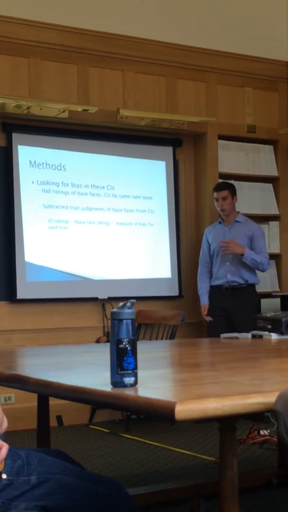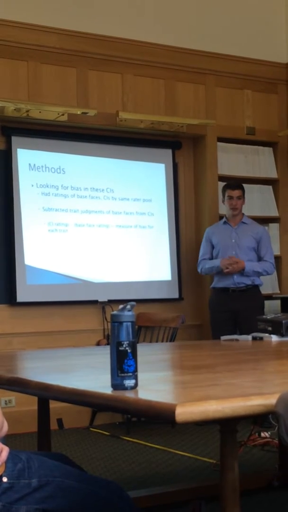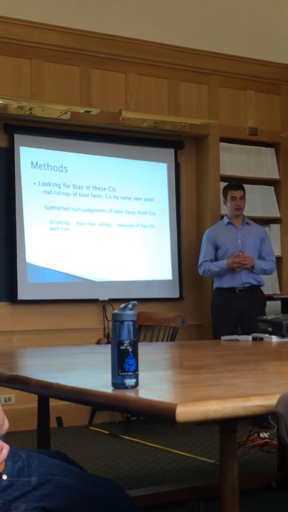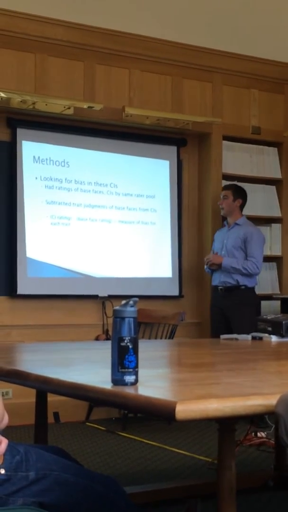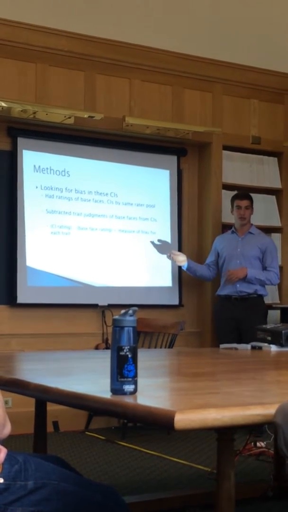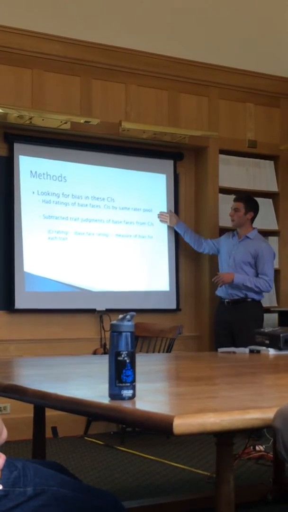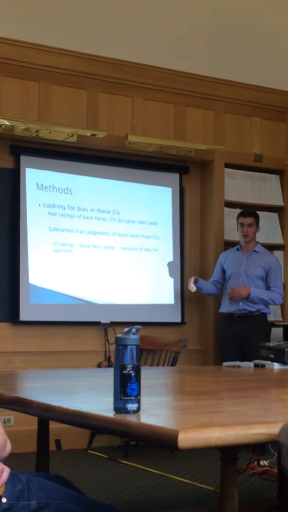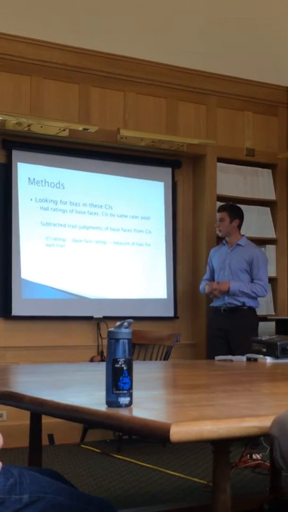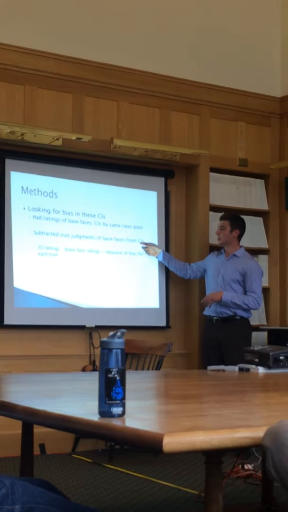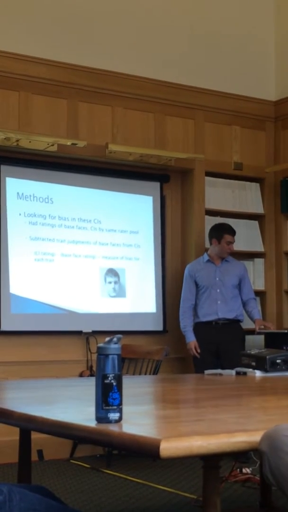So again, what I was looking for is the bias in these classification images. So how people's expectancies with and experiences with the target affected their representation versus the true-to-life photo. And I had the ratings of the base faces and then the classification images by this same independent rating pool. So what I did was I subtracted the trait judgments of the base faces from the classification images.